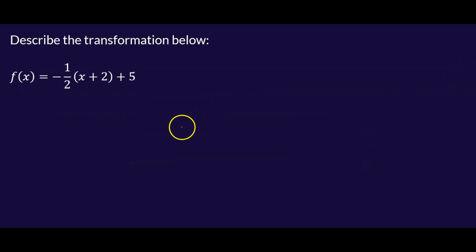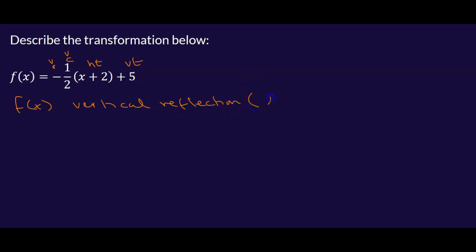Let's do one more. Here we have a reflection, so this is going to be a vertical reflection. We have a vertical compression, a horizontal translation, and a vertical translation. So f of x goes through a vertical reflection, or we can call this an x-axis reflection. Then we go through a vertical compression, and the factor is 1/2.